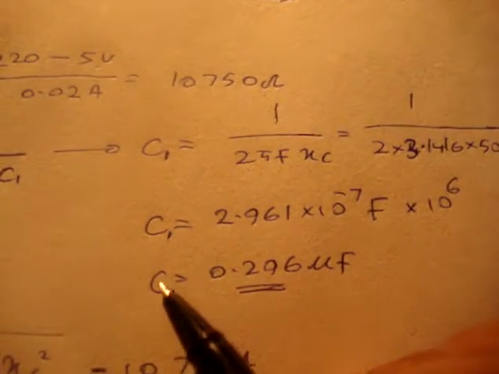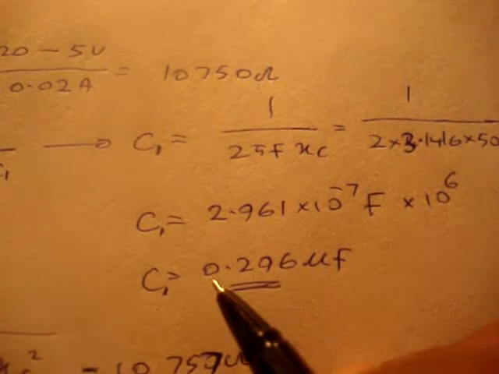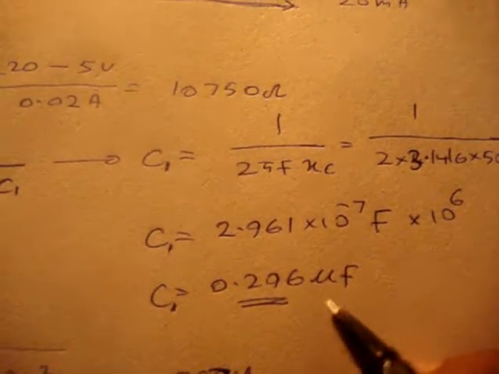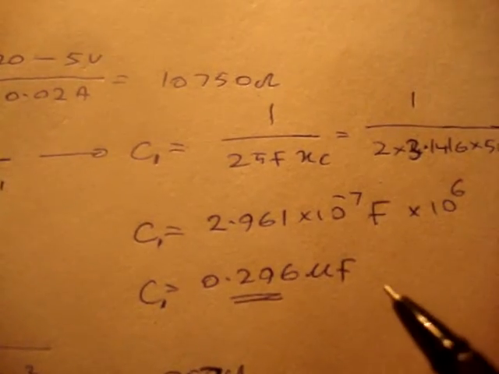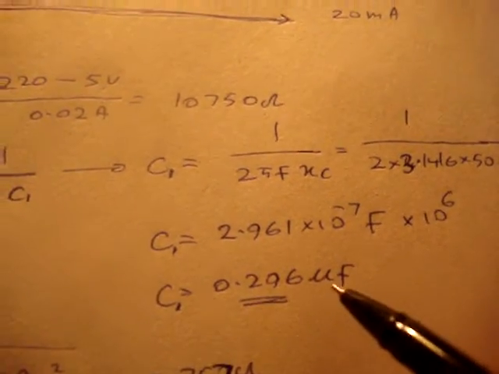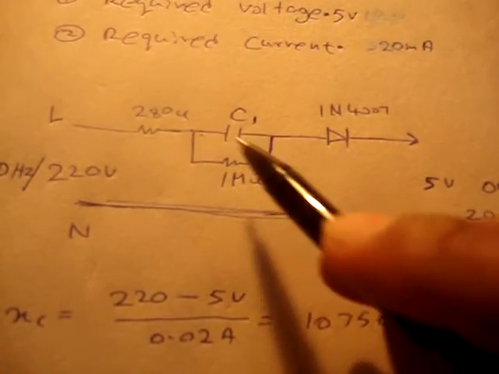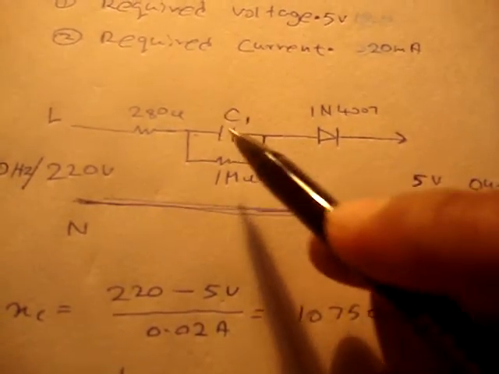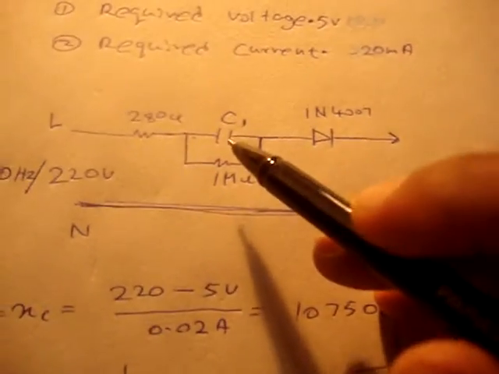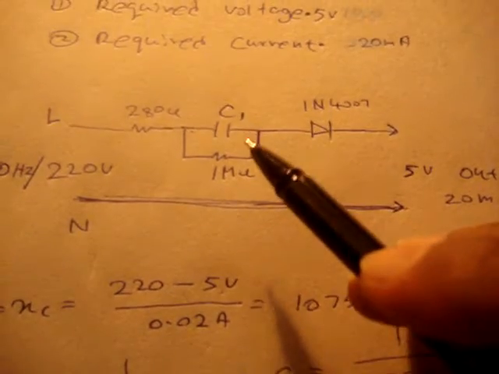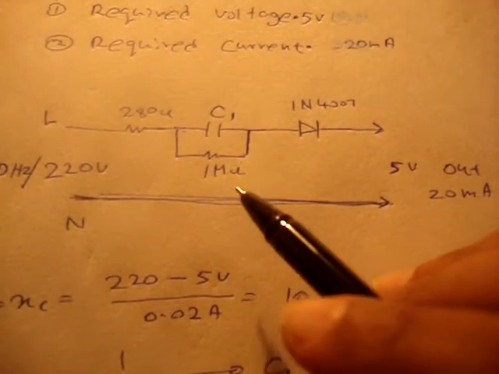Then we get C1 equal to 0.0296 microfarad. Okay, this is the value of the capacitor we required. This is the C1 value. Now 95% of this circuit is completed.